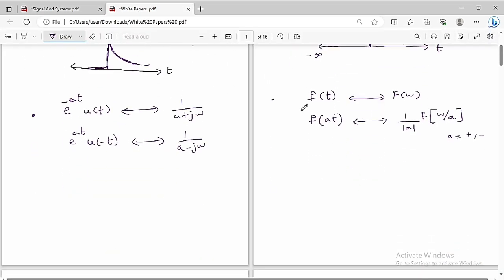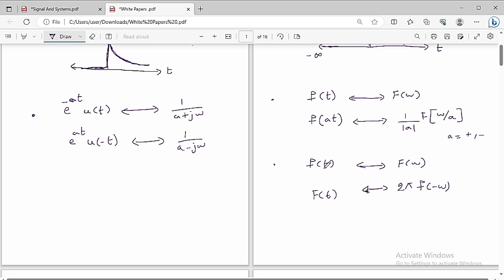Suppose f of t has the Fourier transform F of omega. So what is the dual? Dual means the reverse value. So for F of t, the Fourier transform will be 2 pi into f of minus omega. I have already told you this. Therefore, for f of t the Fourier transform is F of omega, so for F of t, in place of omega substitute t, then its Fourier transform will be 2 pi into f of minus omega, where in place of t you substitute minus omega. So this is one of the properties here.